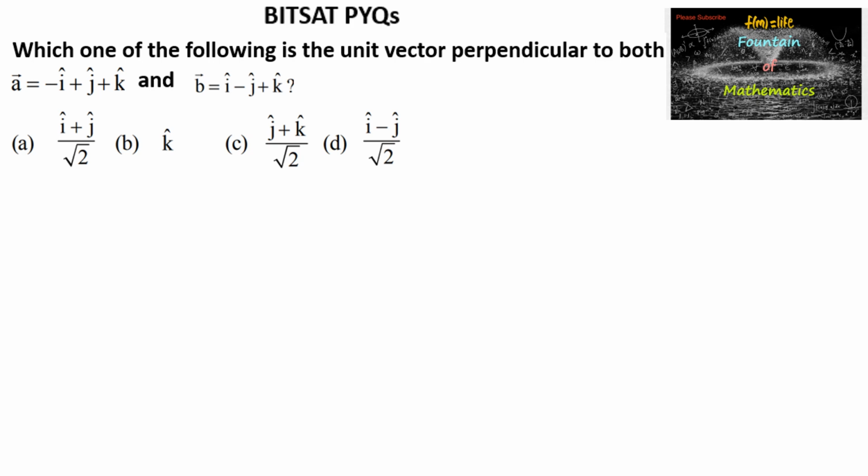We need to find out the unit vector perpendicular to both the vectors A and B. A unit vector perpendicular to both vectors A and B can be taken as ±(A × B) divided by |A × B|. So let us find A × B.